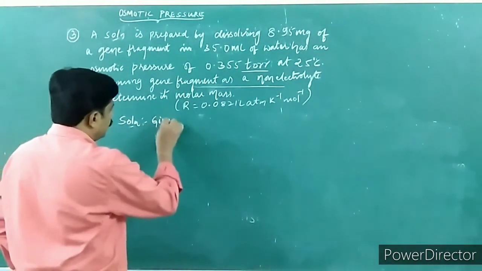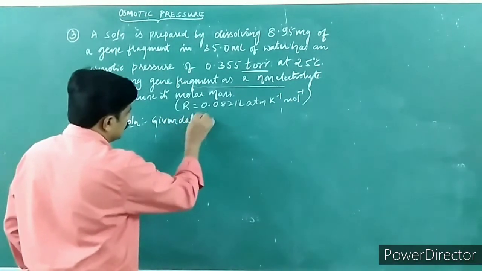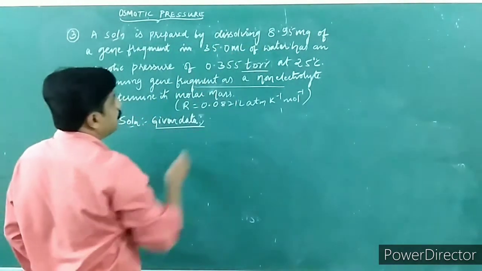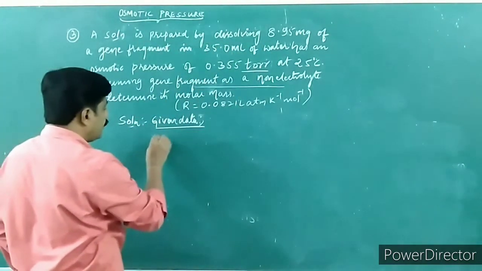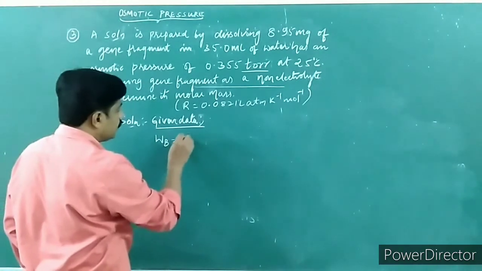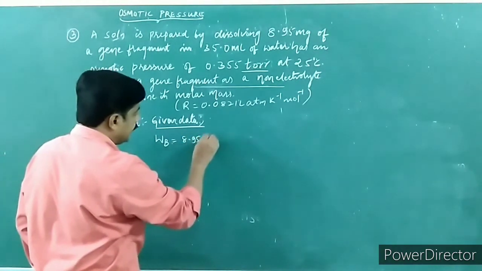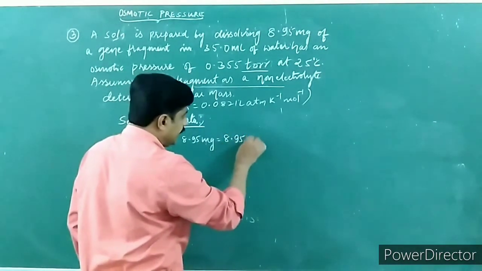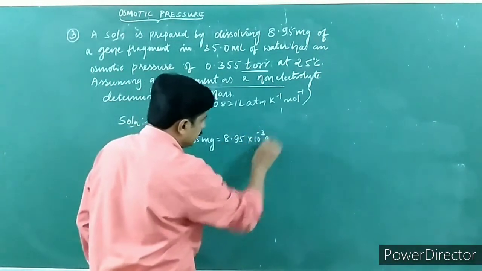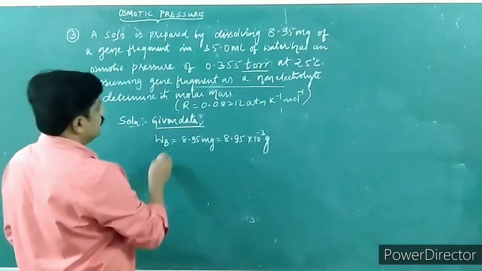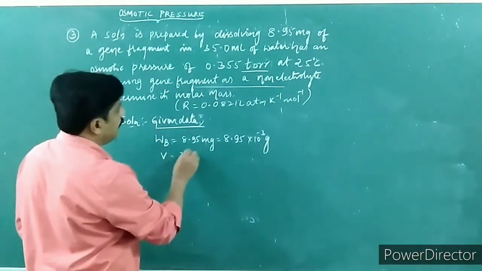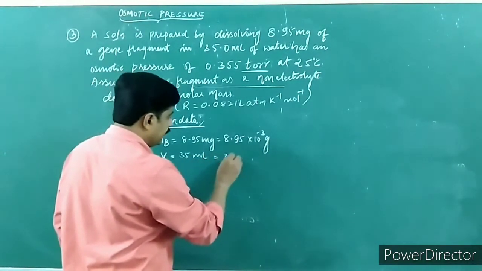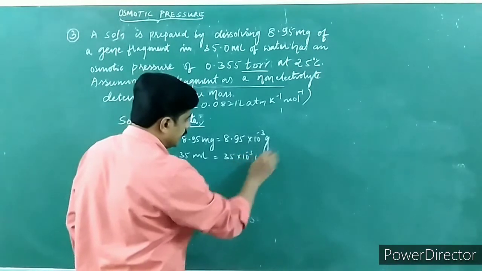Let me write down the given data. Look here. A solution is prepared by dissolving 8.95 milligram of a gene fragment. WB is equal to 8.95 milligram. I need to convert that into grams. How do I do it? 8.95 into 10 to the power of minus 3 gram. Now what else is given? See, volume is given. How much? It is 35 ml, is it not? That I need to convert into liter. 35 into 10 to the power of minus 3 liter.